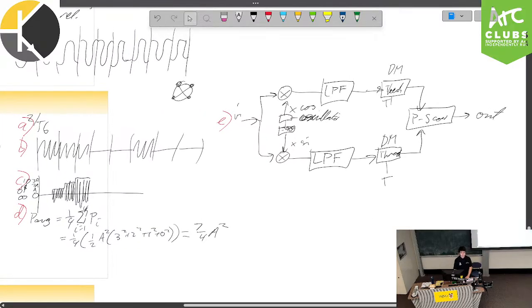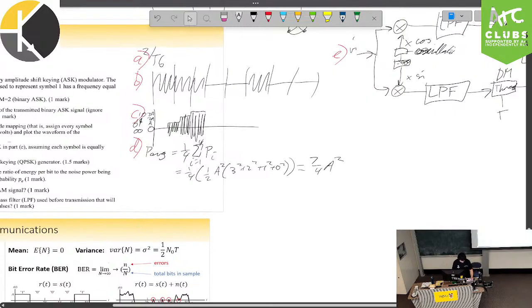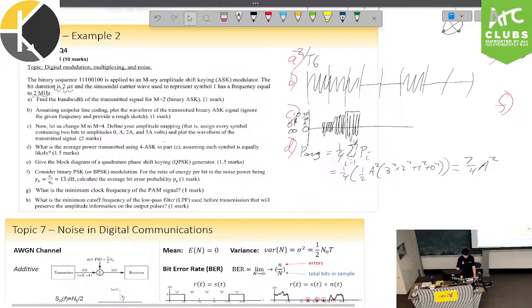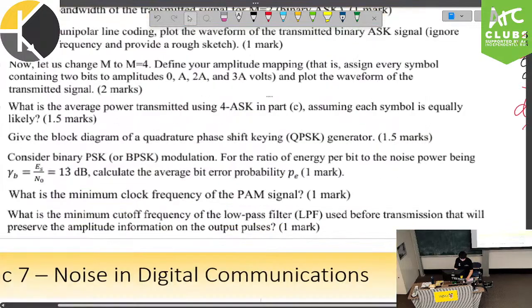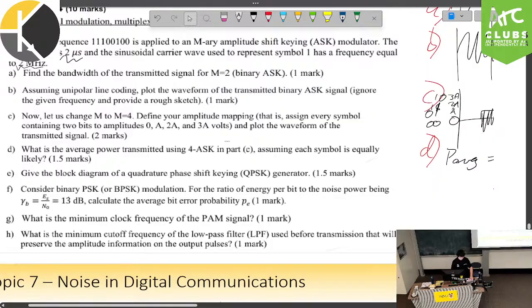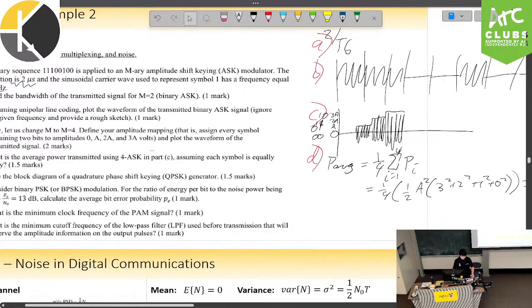All right. Any questions with that kind of model so far? Very straightforward. Good stuff. Next up, we have part F. All right. So consider binary energy per bit to noise power ratio, Eb/N0, given by 13 decibels. Calculate the average bit error probability Pe. So mind you, this is for binary phase shift keying.